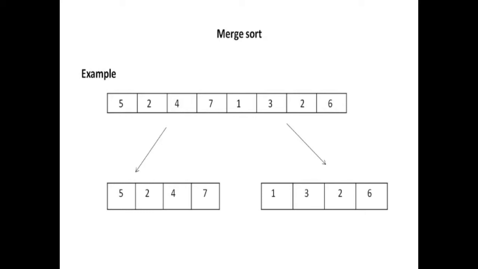Hello. In the previous video, I discussed the merge sort algorithm. Now, in this video, I'll be discussing an example of merge sort. This example is taken from a common book. In the example, the elements are 5, 2, 4, 7, 1, 3, 2, 6. There are 8 elements. Merge sort is based on the divide and conquer approach.